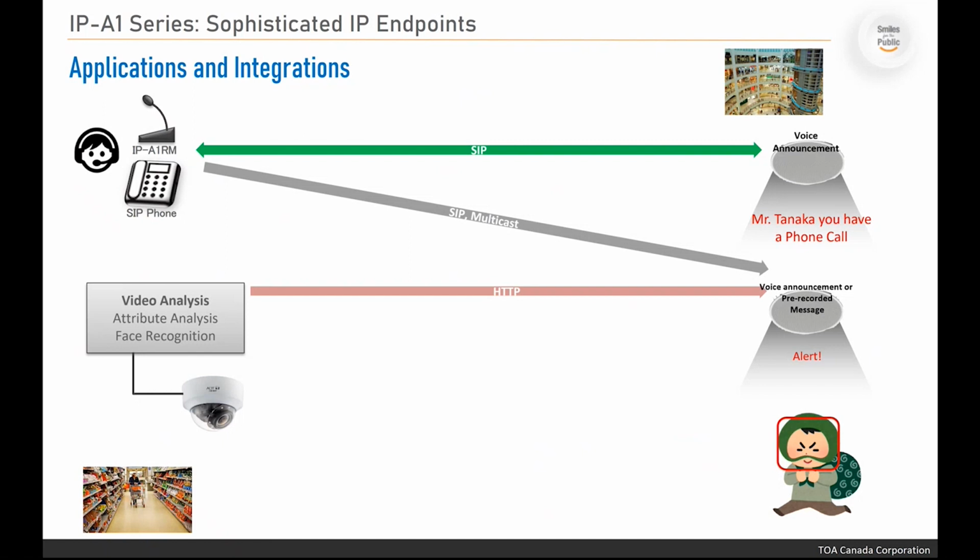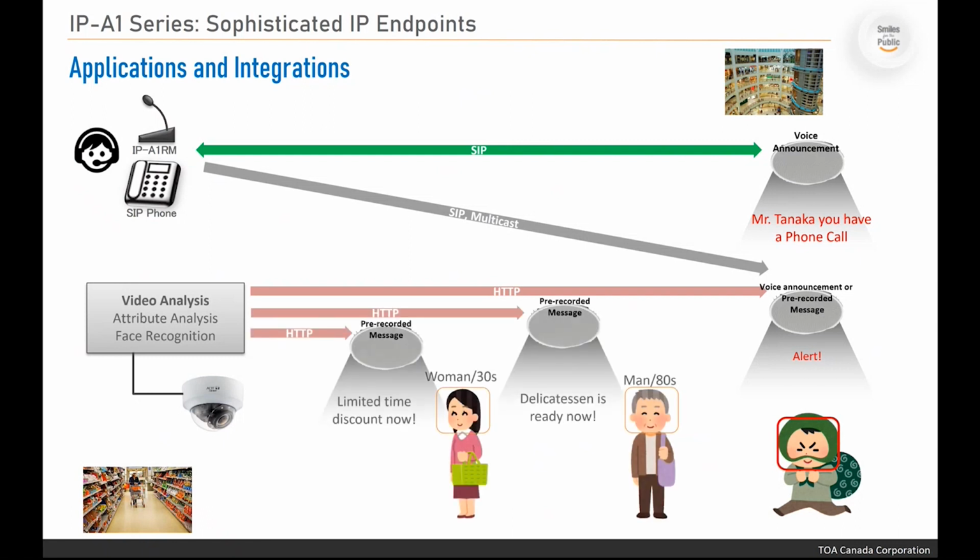Alternatively, you can have a pre-recorded high priority alert message, and the VMS system can trigger it using an HTTP command. Finally, other applications in supermarkets, for example, is to trigger specific pre-recorded messages when a specific client category or age is detected by the camera in specific zones.